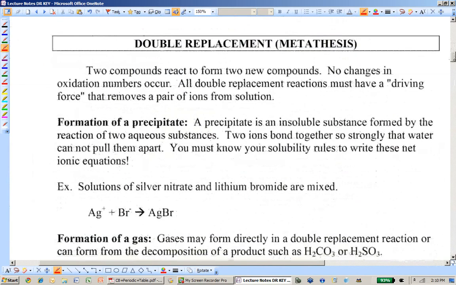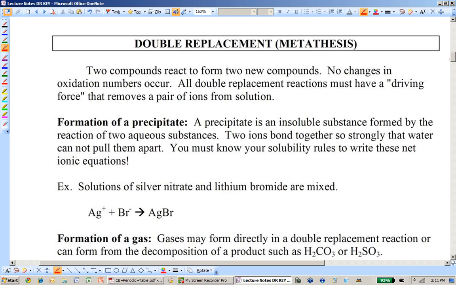All right, so we're going to deal with double replacement, which I got to tell you, until I started teaching AP, I had never heard the word metathesis in my life. I don't know if that's an old word, but none of my professors ever used it. But if it says something about a metathesis reaction, then it's talking about a double replacement.